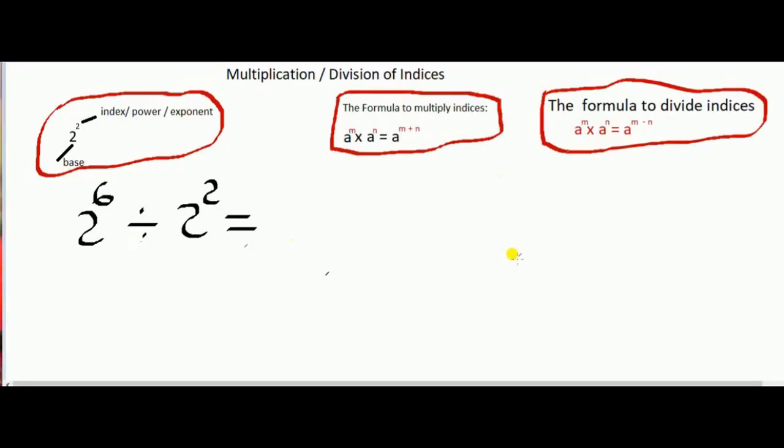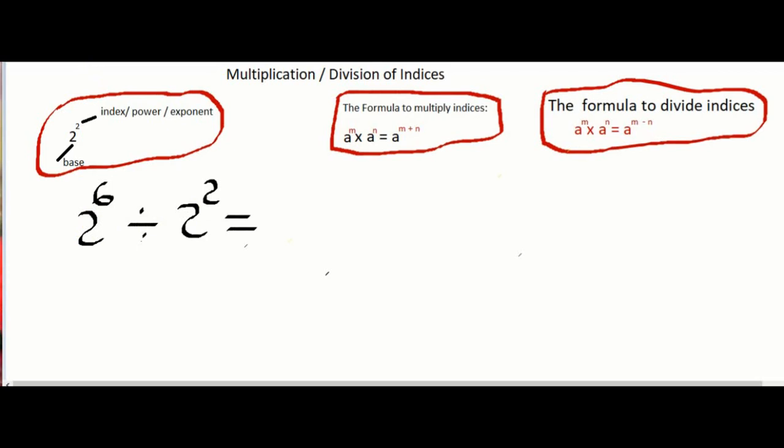Now, I'm going to show you how to divide indices. I want you to look at the formula here. If you look at the formula, it is telling us that we should subtract the power, or the exponent, or the index. So, here we have 2 to the 6th power divided by 2 to the 2nd power.